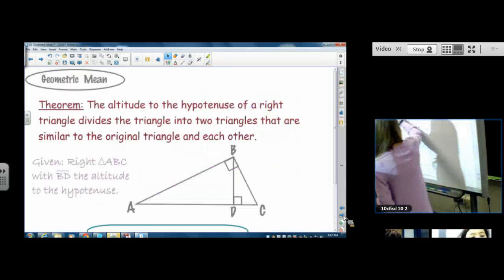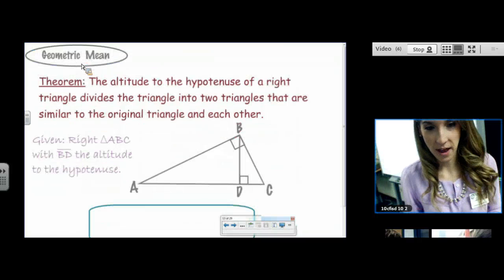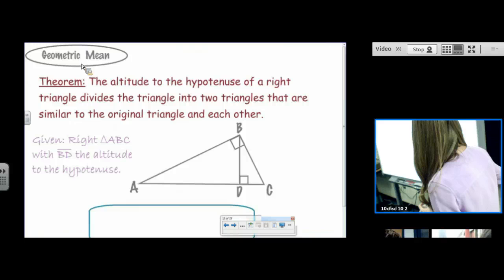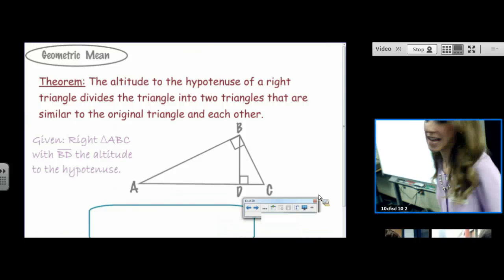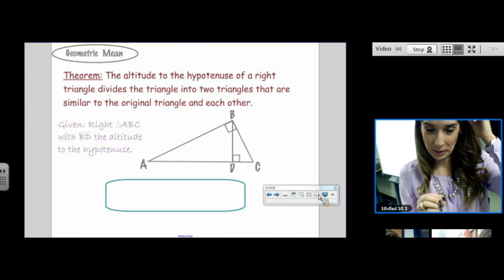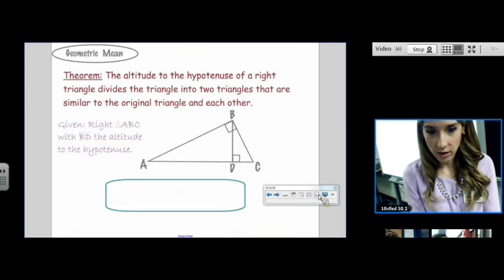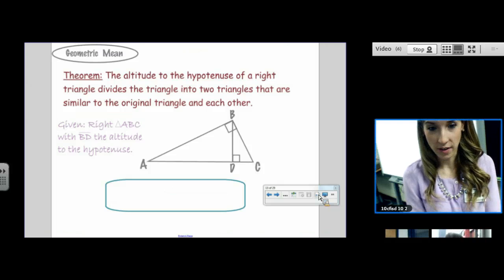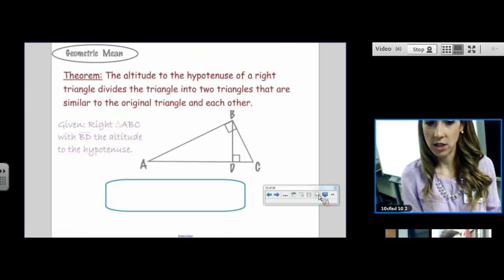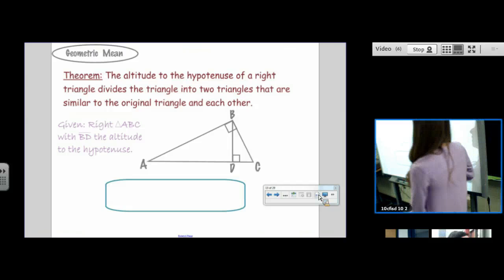Okay, now, for this part, just humor me and just listen to me, okay? I'm going to give you the real theorem, but then I'm going to try to say it in easier words to understand, okay? Ready? Theorem, here we go. The altitude to the hypotenuse of a right triangle divides the triangle into two triangles that are similar to the original and to each other. So they're similar to the original and to each other.